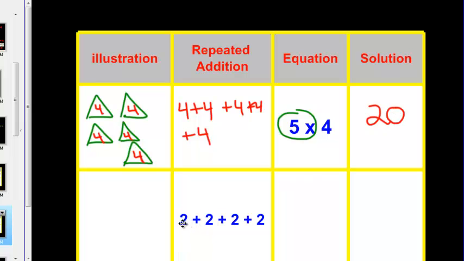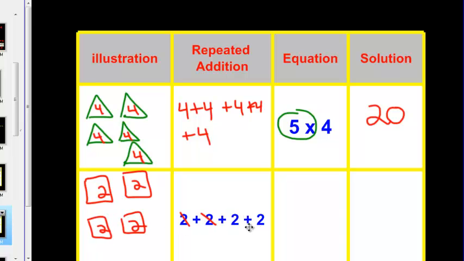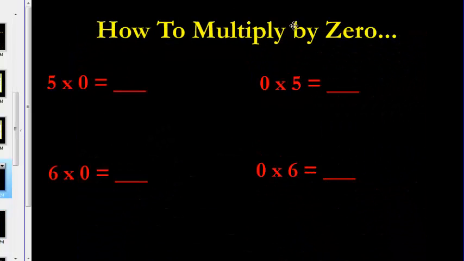Same idea with this one. We have 2 plus 2 plus 2 plus 2. So let's make squares this time. Let's make a square, let's put 2 in it. So this one's done. I'll make another square, put 2 in this one. This one's done. Put another square with 2 and another square with 2. Now we have used them all up. My equation is going to be, how many groups do I have? Count them. I got 4 groups. How many are in each group? 2. My answer, 8.